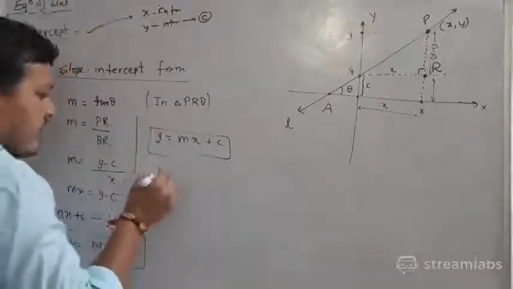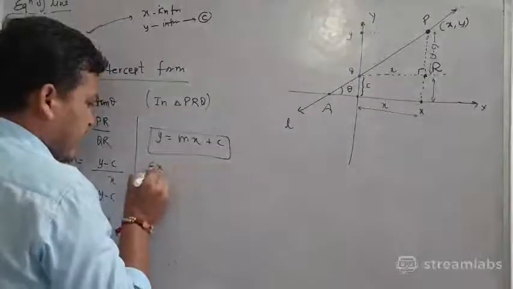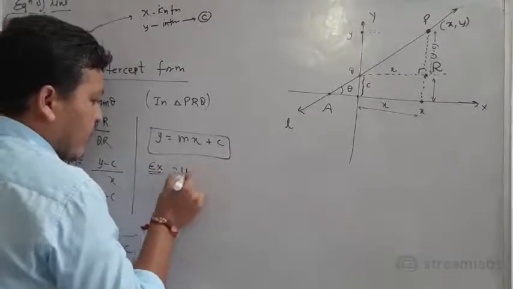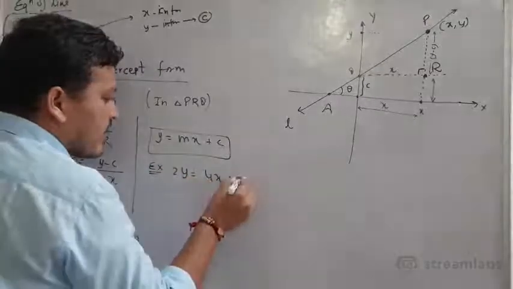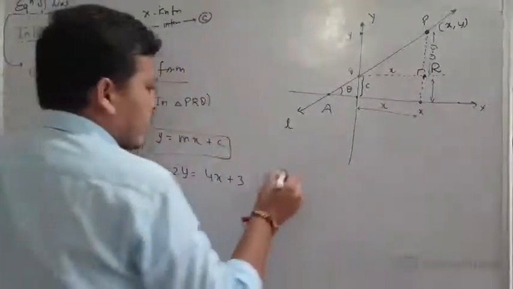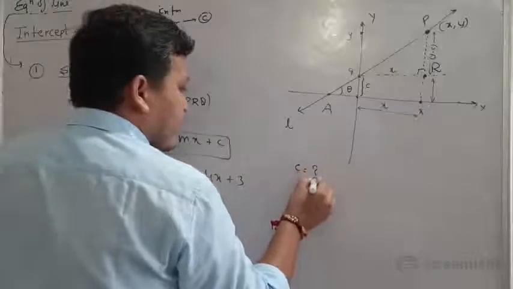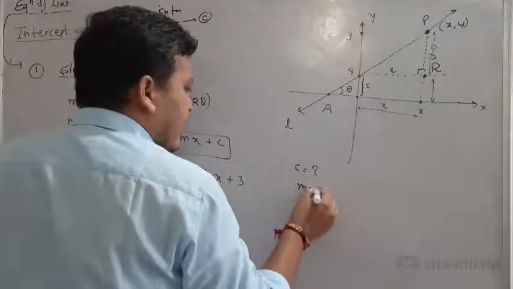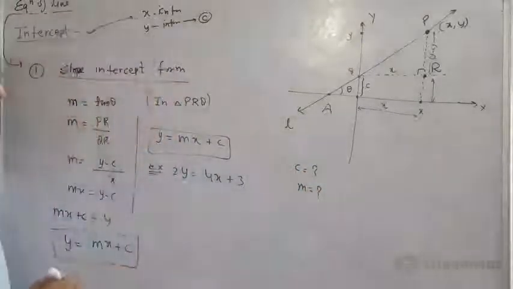Suppose I give an example: 2y is equal to 4x plus 3. And what is our question? Find the c, meaning find the y intercept, and find the value of the slope. So how can you calculate the intercept and slope?